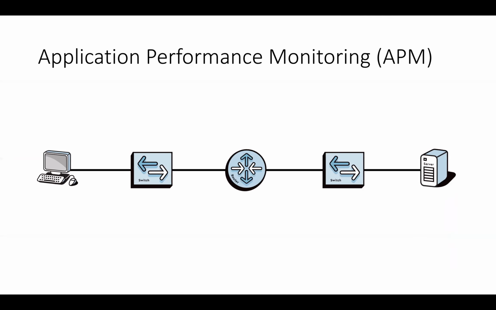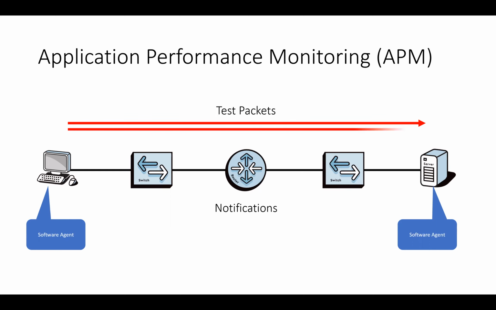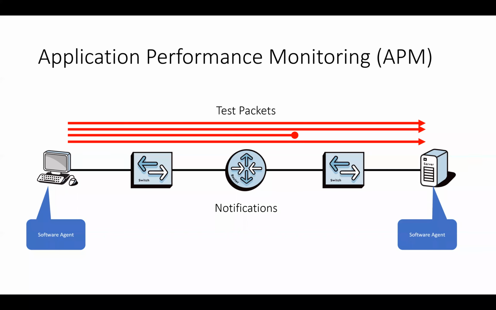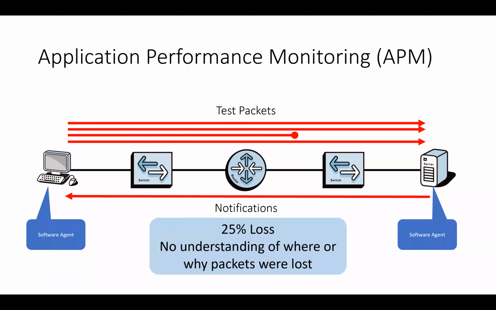So let's move on to APM. So APM, application performance monitoring, what that is you set up a software agent on a computer, set up another software agent, and you run test packets between those two. So those test packets are going to end up having notification packets that respond to say, here's what we see. So it sends out a test packet, it sends out a second test packet, sends out a third test packet that gets dropped, and a fourth test packet that makes it through. It's going to send back a notification saying, hey, we found 25% loss between these 2 agents.